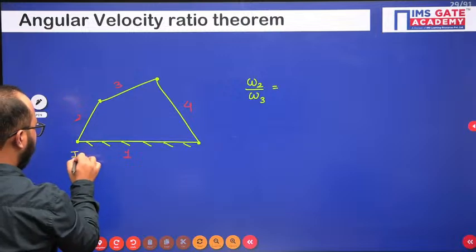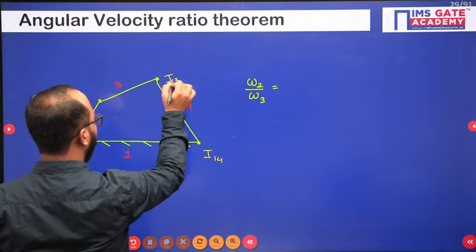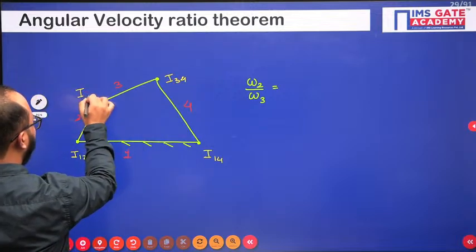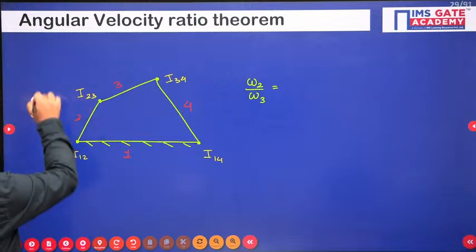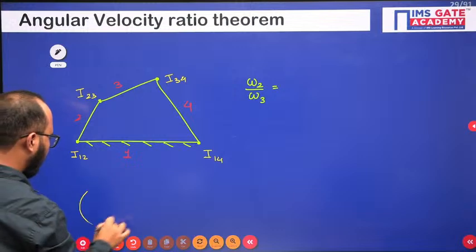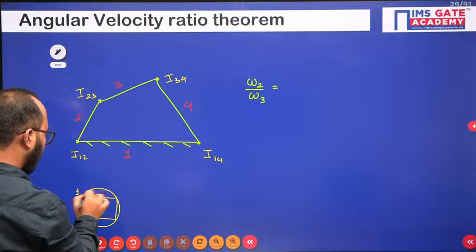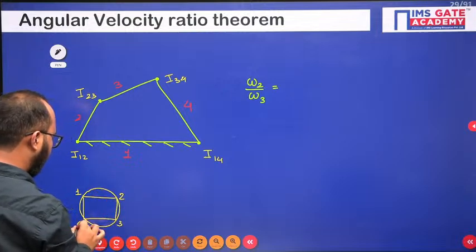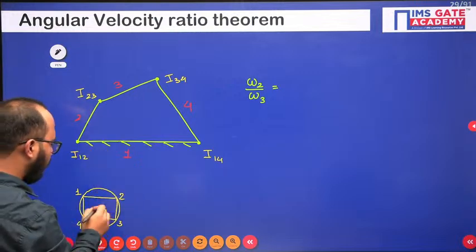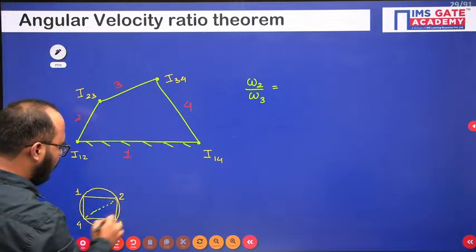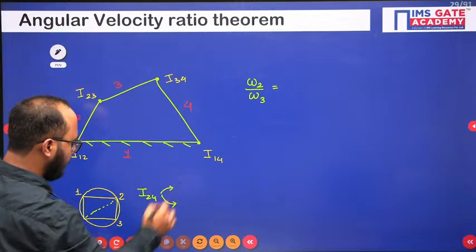So this is I-center I12, I14, this is I34, this is I23. Now the remaining ones, 2,4 and 1,3, where will they be? Again, for that there is a small trick. Simply draw the 4 links here like this: 1, 2, 3 and 4, right. Now I want to find the I-center of links 2 and 4. See, what is the approach that we are using? Please understand.